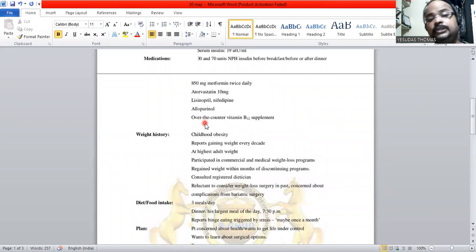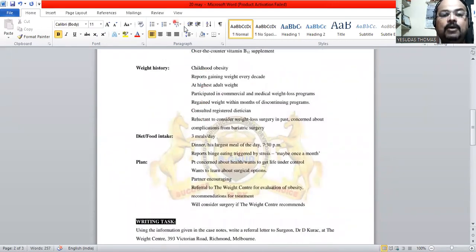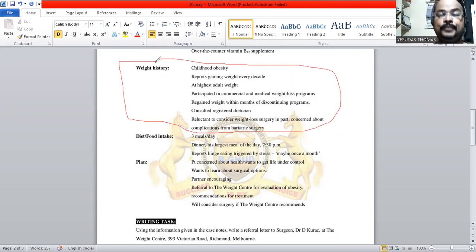Now, regarding the weight, that's the most important part of the letter. This is very, very crucial in the letter. Apart from the family history, he has had obesity since his childhood, and it was increasing every decade. When he reached adulthood, he reported his highest adult weight. So not more than this, this is the highest adult weight.